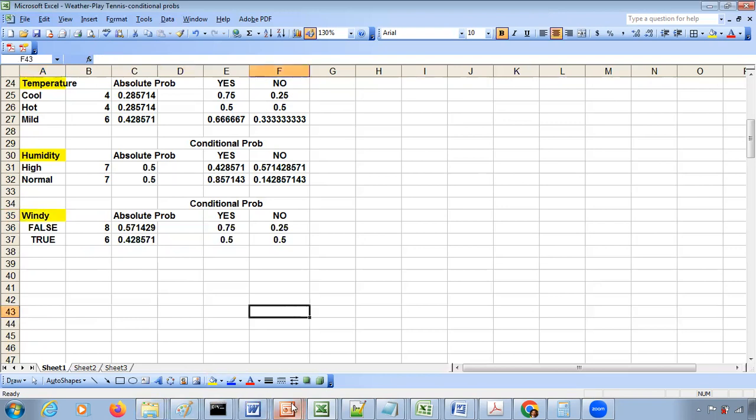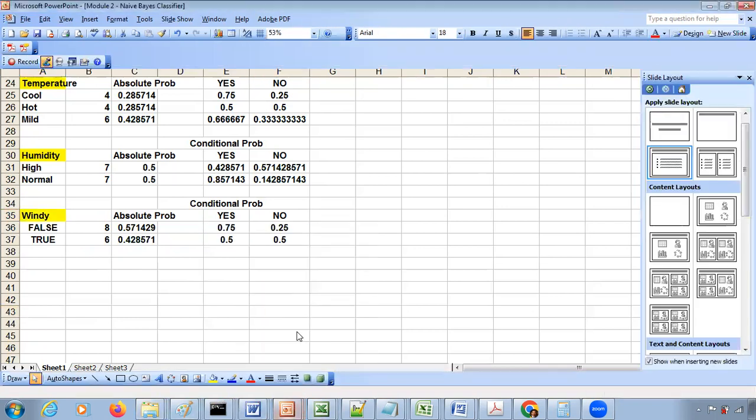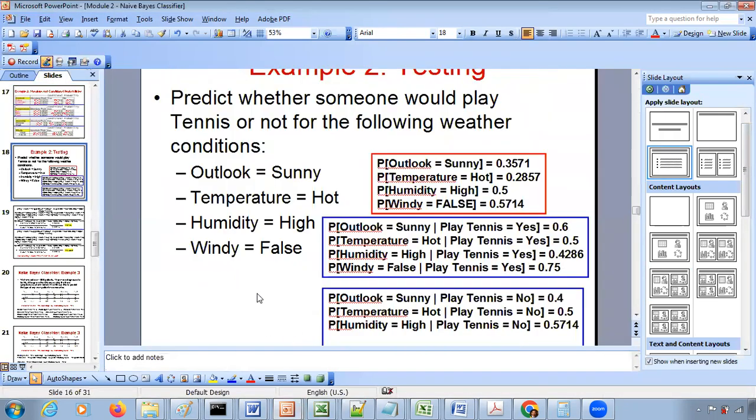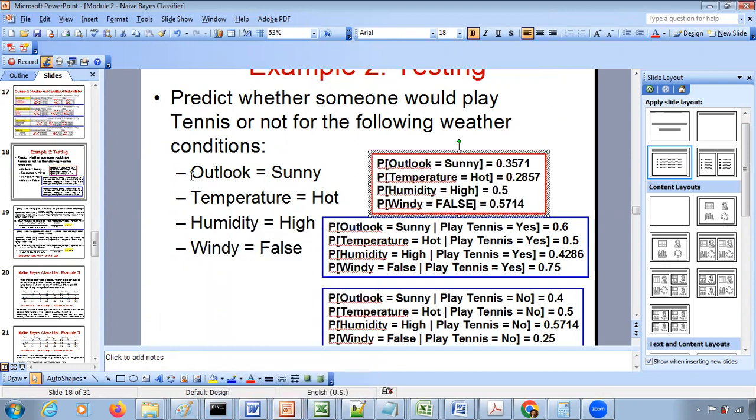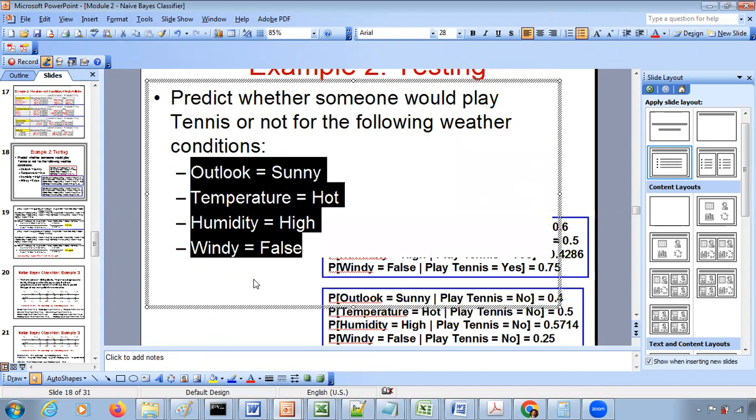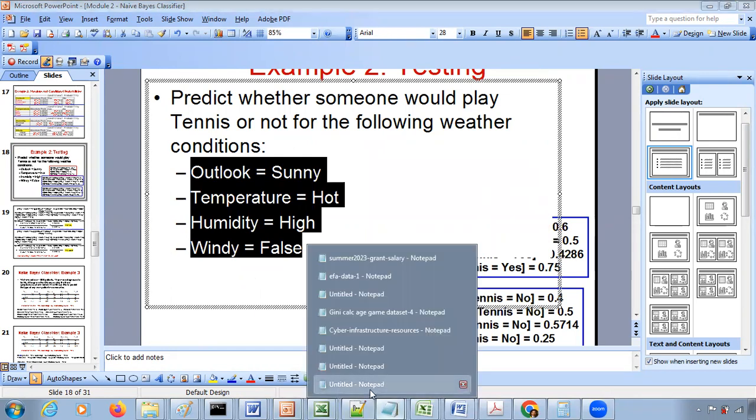So now we are ready to run through a test case. The test case is the outlook is sunny, temperature is hot, humidity is high, windy is false. So given this test case, we have to find out what's the probability for the person to play tennis equals yes, and for the same given test case, what's the probability for the person to play tennis equals no. And whichever of the two probabilities is larger, we have to go with that as a predicted class. Okay.